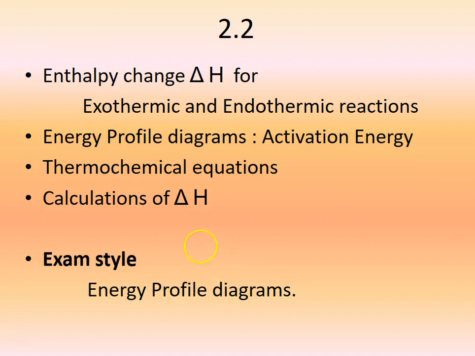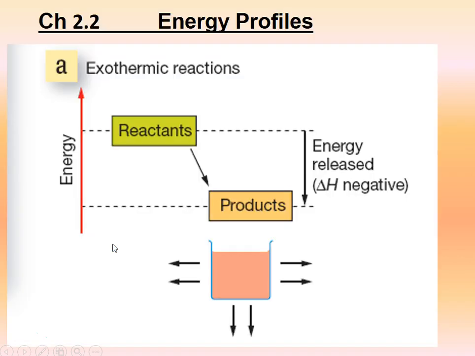Okay, this is 2.2 from the textbook. We're looking at enthalpy change. So this little symbol means change for enthalpy. Exothermic reactions is what we're mainly looking at. Energy profile diagrams, including activation energy, thermochemical equations, calculations to find the enthalpy. And this is not in the textbook, but we'll look at some exam style questions.